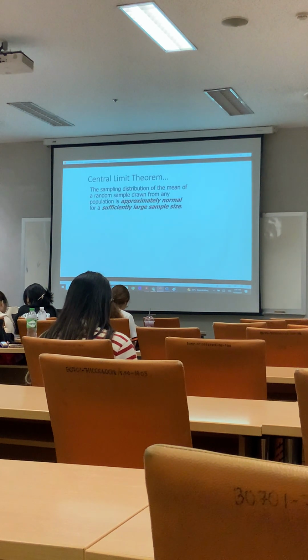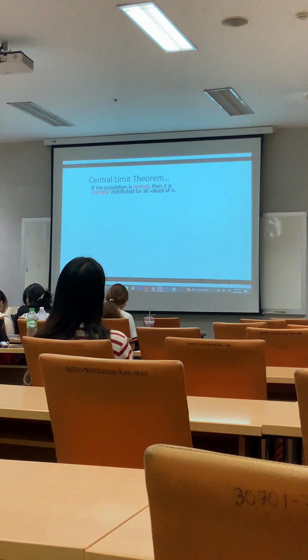So the central limit theorem says that the sampling distribution of the mean of a random sample is going to be approximately normal for a sufficiently large sample size. So you can see that when n is 15, it's closer to a normal distribution than when n is 2. Right? The larger the sample size is, the more closely the sampling distribution of y bar will resemble the normal distribution.